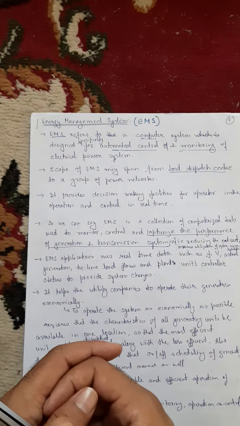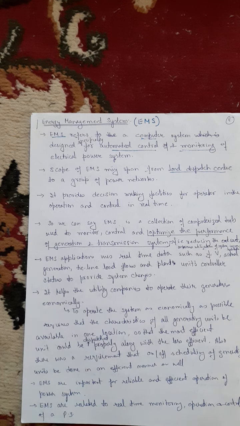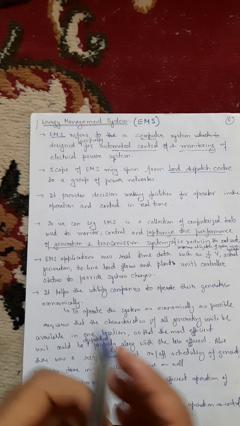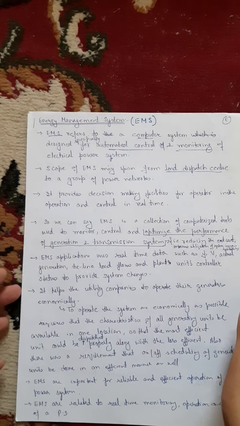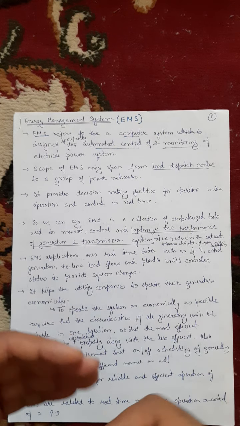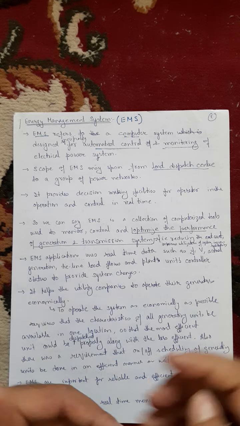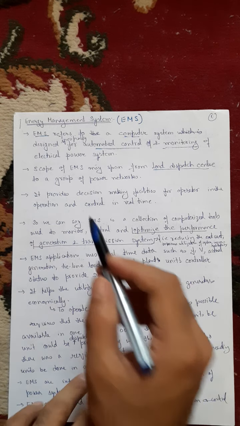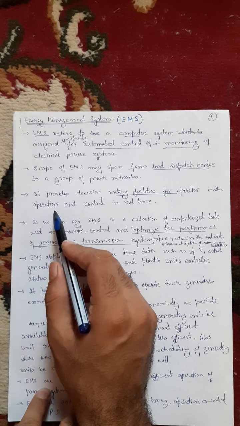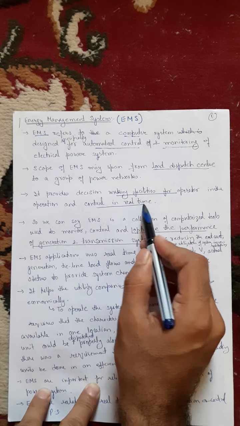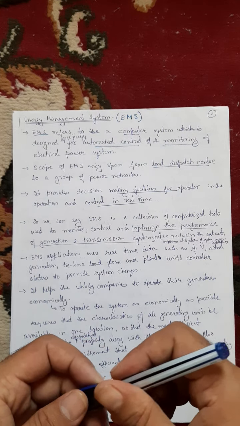management system. Okay. So you know that this energy management system, it helps the operator in decision making. Okay. In what sort of decision making? Means how we have to control and how we have to operate the system. So it provides decision making facilities for operator in the operation and control in real time, because the operation is to be executed in real time.